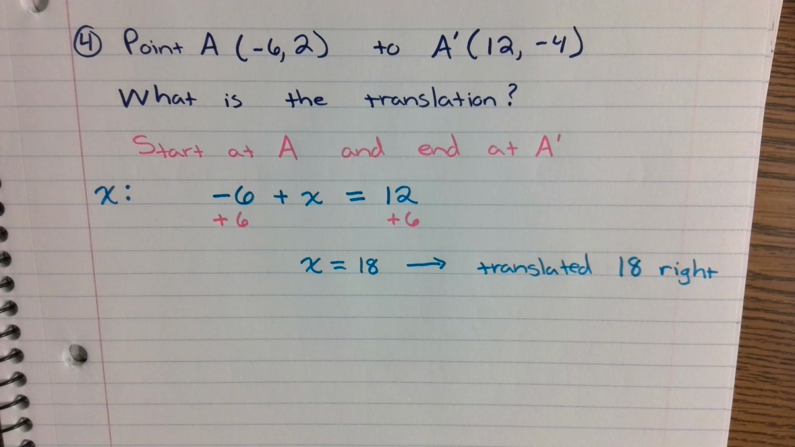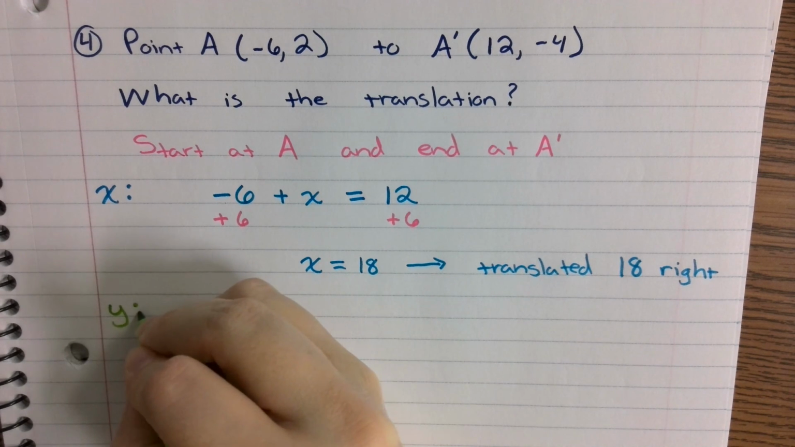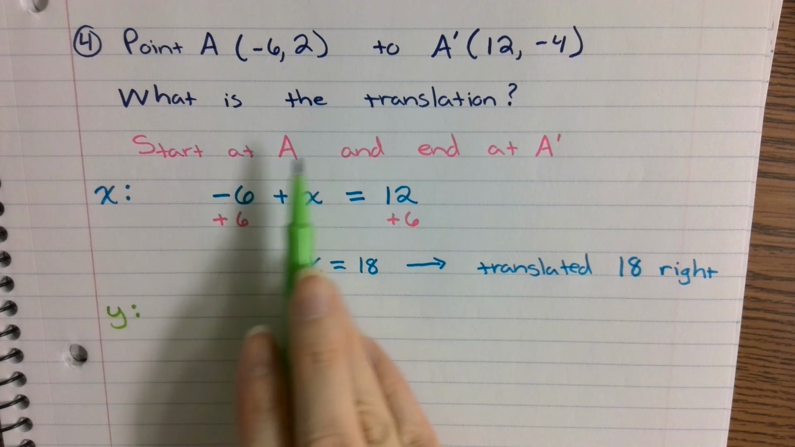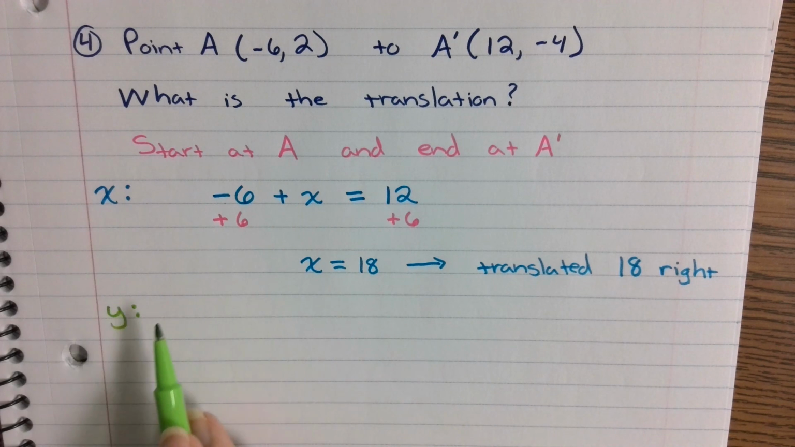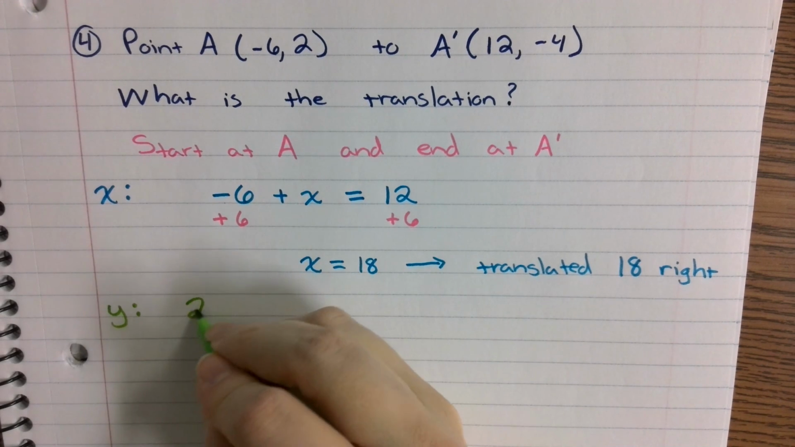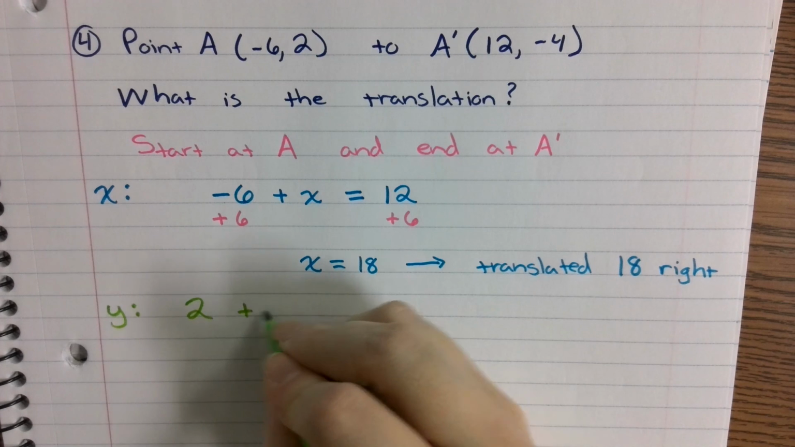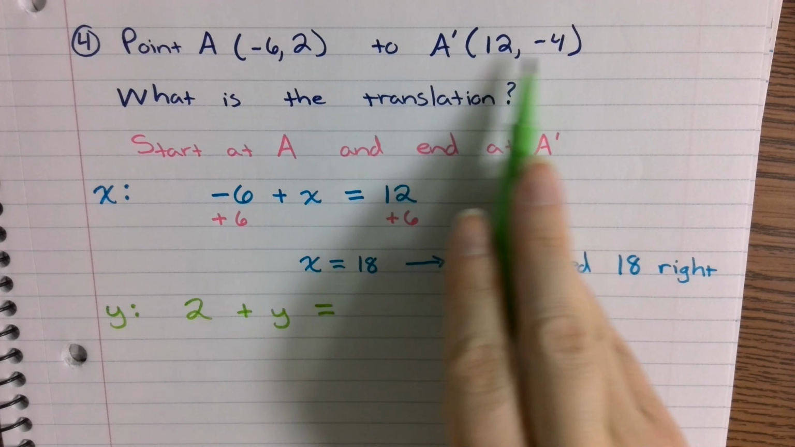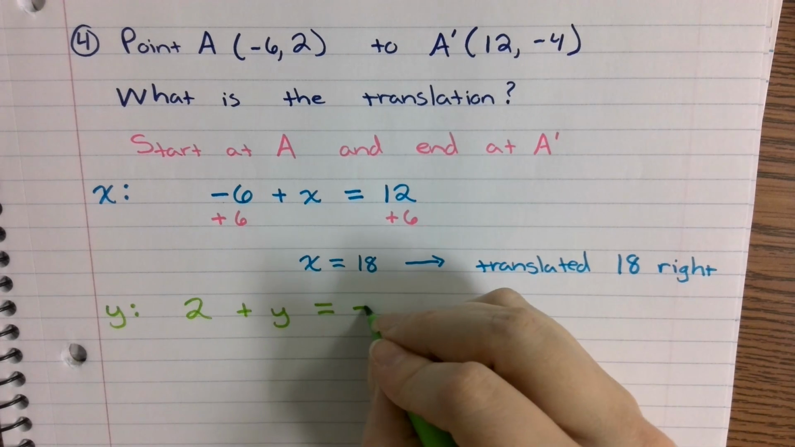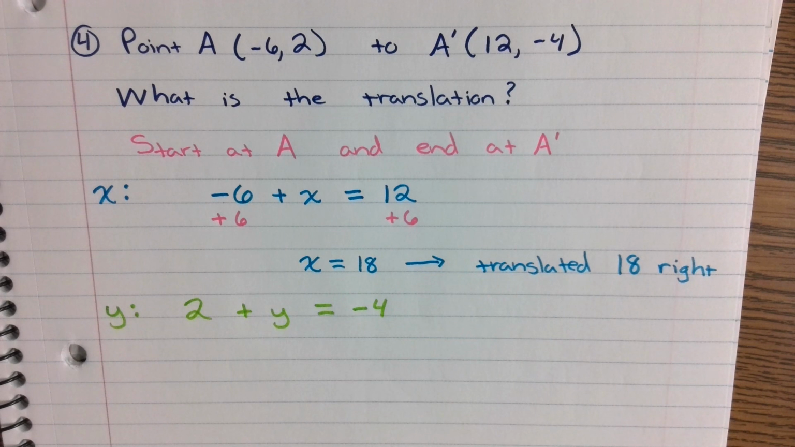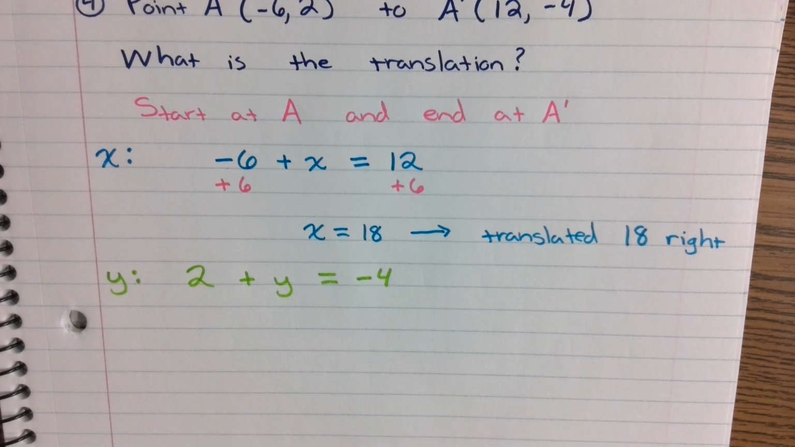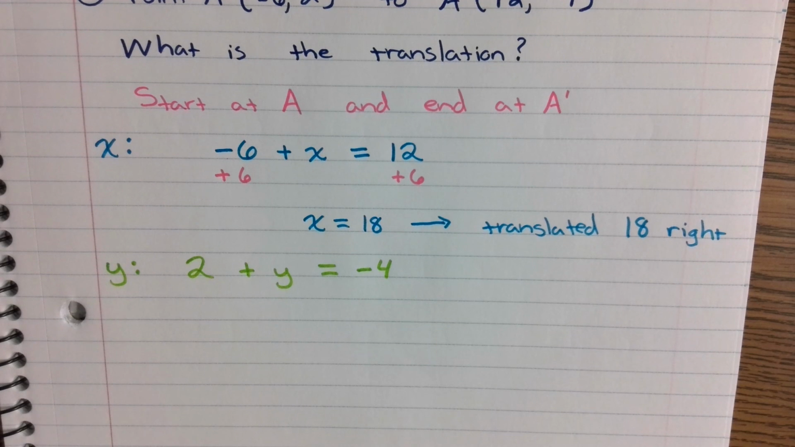Okay, let's do the same thing for the y. We started at a, so we started at 2. Then we add some value for y, and we ended at a prime, so we ended at -4. What am I going to do to solve here? Subtract 2 from both sides.